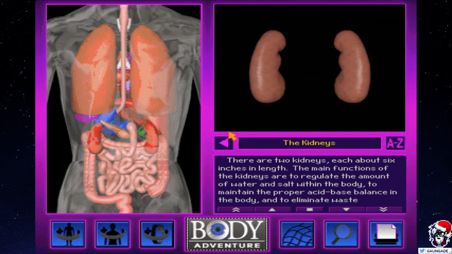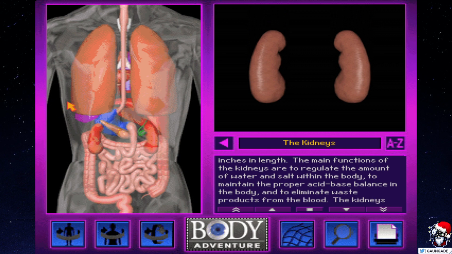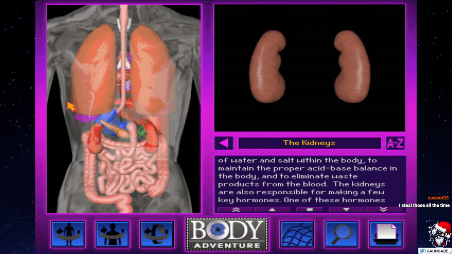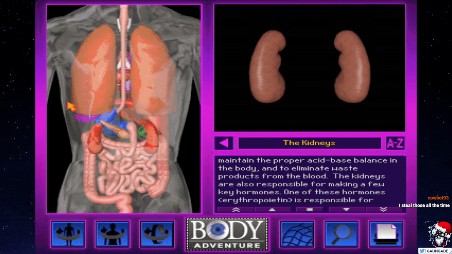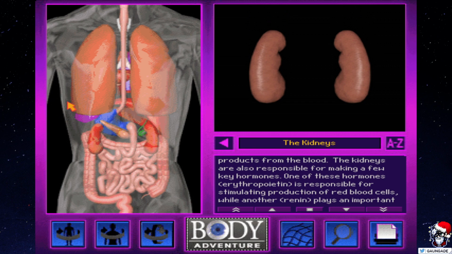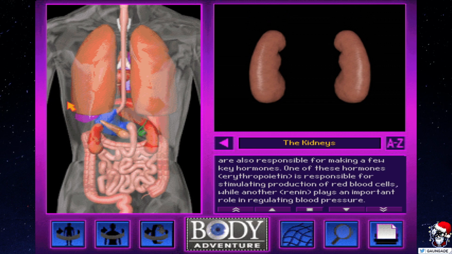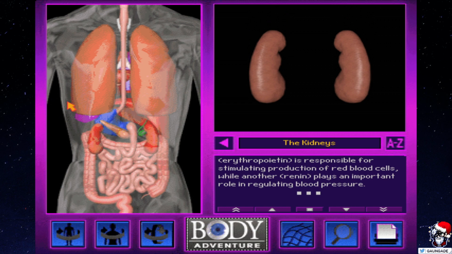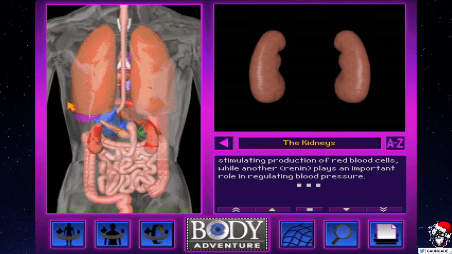The beans. There are two kidneys, each about 6 inches in length. The main functions of the kidneys are to regulate the amount of water and salt within the body, to maintain the proper acid-base balance in the body, and to eliminate waste products from the blood. The kidneys are also responsible for making a few key hormones. One of these hormones, erythropoietin, is responsible for stimulating production of red blood cells, while another, renin, plays an important role in regulating blood pressure. Who names this shit?